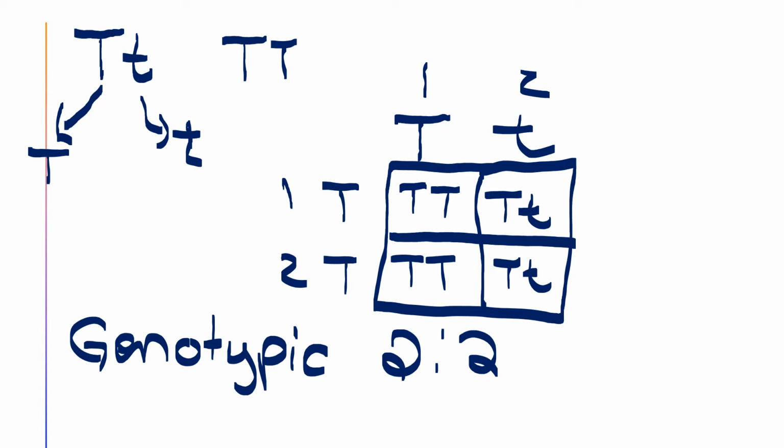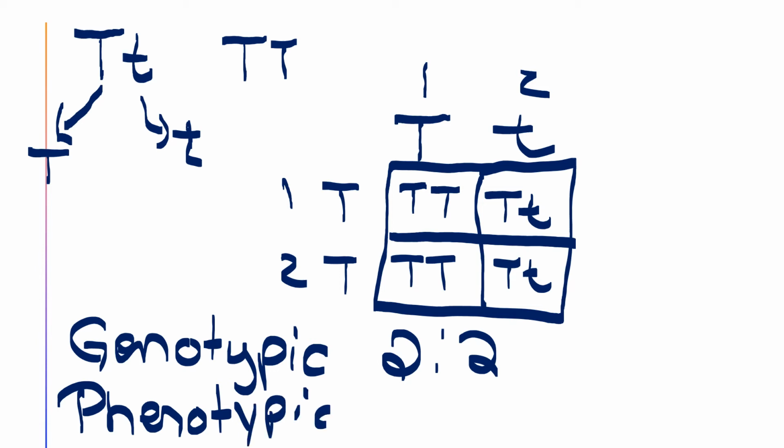Now, if we want to look at their phenotypic ratio, phenotypic is what the child actually looks like, tall or short. Notice there is a 100% chance of having a tall kid. All the boxes have a big T. So therefore, 4 to 0. They have no chance whatsoever of having a child who is short.